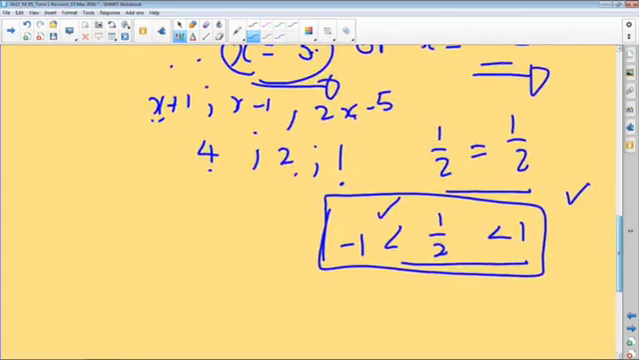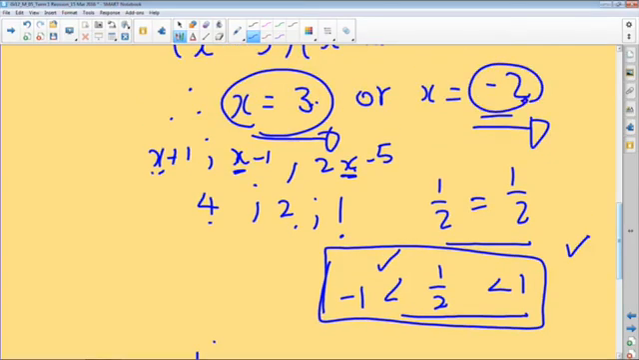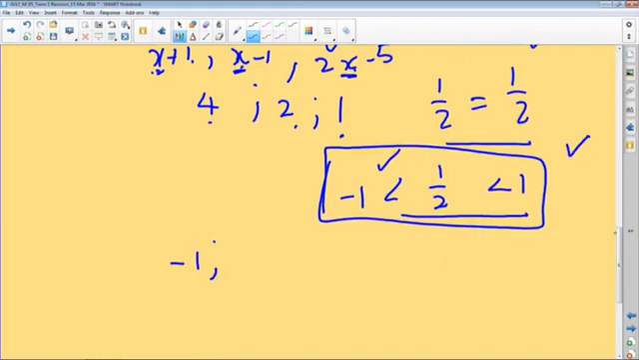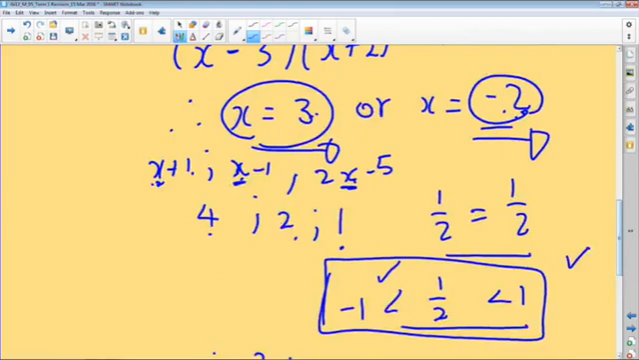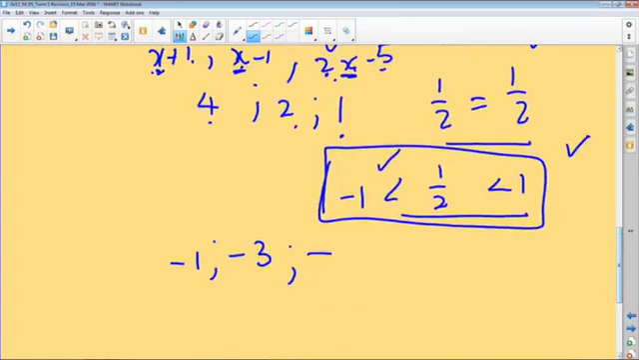So in the first term, minus 2 plus 1 is minus 1. I'm simply substituting the x values in those expressions. So when x is minus 2, I'm taking that and putting it in place of x. Minus 2 plus 1 gives me minus 1. Minus 2 minus 1 is going to give me minus 3. And then we've got minus 2 times 2 is minus 4. Minus 4 minus 5 is minus 9.